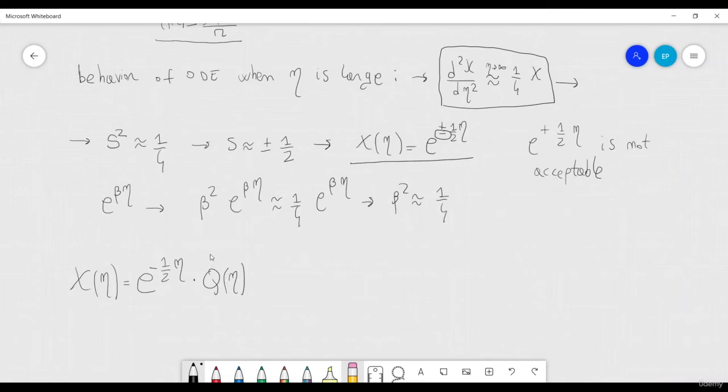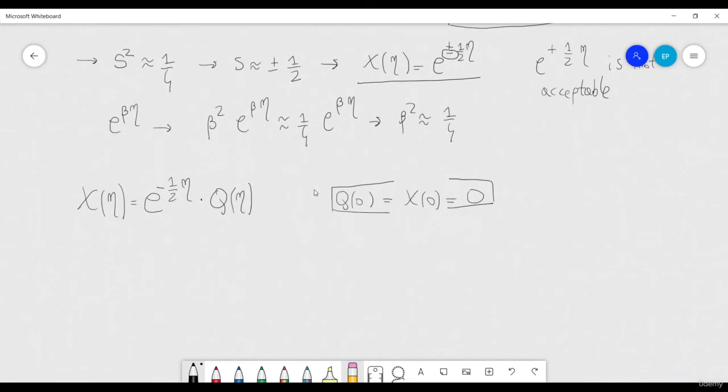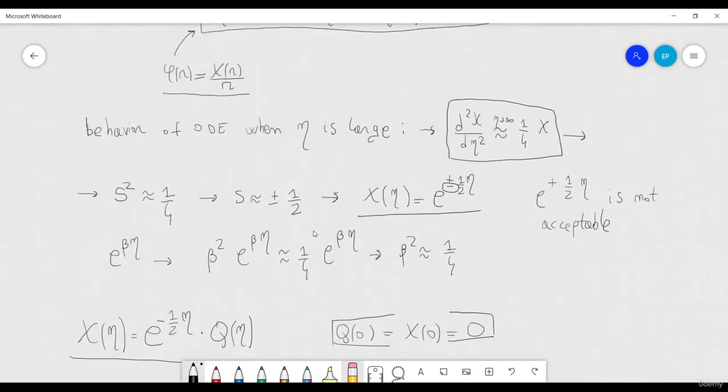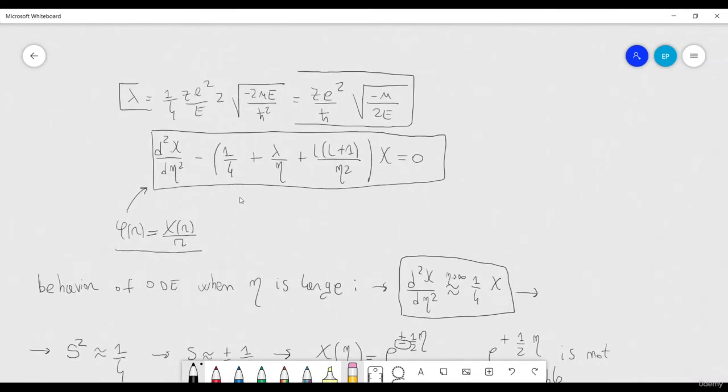But now let me tell you that q of 0 is equal to chi of 0 from there, right? Because the exponential is equal to 1 when you set eta equal to 0. But chi of 0 was equal to 0. So also remember this, that q of 0 should be equal to 0. And we can substitute this expression for chi in the differential equation above. So this differential equation here.